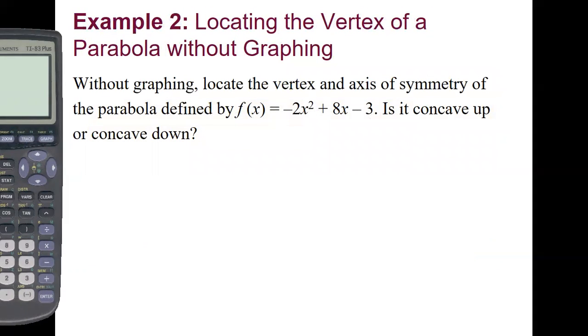So here we have negative 2x squared plus 8x minus 3, and it's asking, is it concave up or down? In order to answer that, we've got to look at our a. And what is our a? A is negative. And because a is negative, it's a sad parabola, so it would be concave down. Do you feel comfortable doing that?